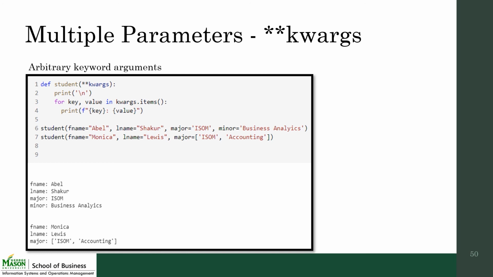Inside the suite of the for statement is a print function that's used to print out the elements inside the keywords dictionary. When the student function is called, it accepts the format as shown in the parentheses. So there's a keyword, then an equal sign, then a value. There is no limit to the number of keyword arguments that can be passed into the student function. Keep in mind that the keyword format only accepts alphanumeric characters, but must begin with a letter.